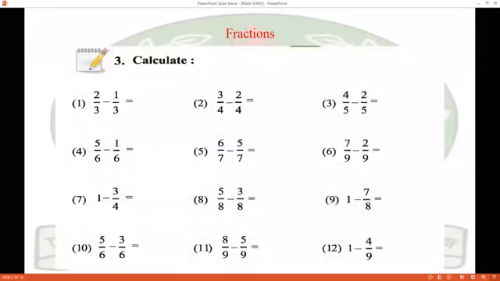So we have to calculate this 12 math. This is the subtraction of fractions. So let's go. We calculate it one by one. At first I calculate the number 1.